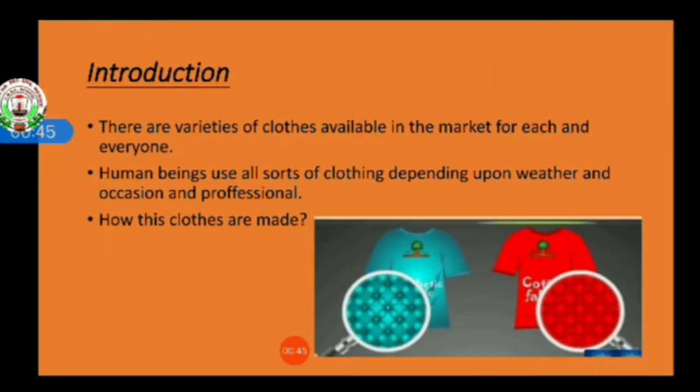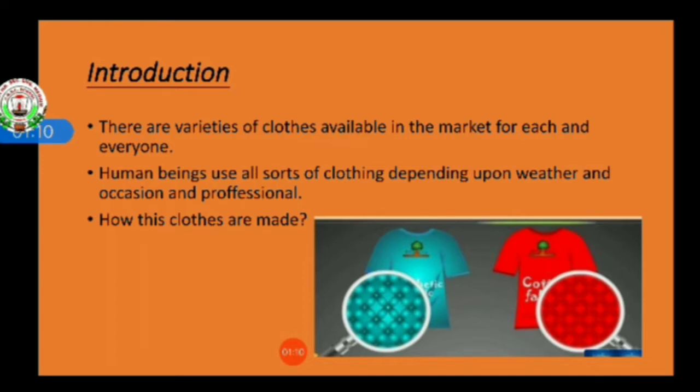introduction. As we all know, there are varieties of cloths available in the market. Have you ever wondered from where these clothes are coming? Who is making all these clothes? What type of material they are using for making clothes? As we all know, human beings use all sorts of clothing depending upon weather conditions, occasion and professionalism.